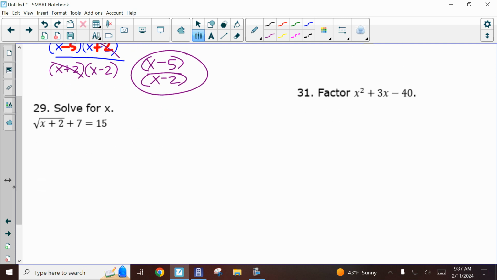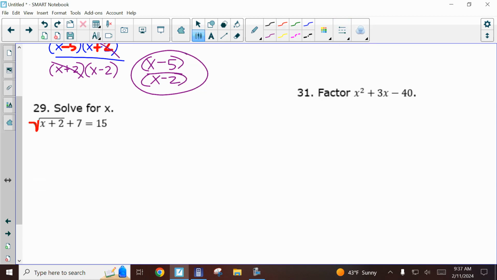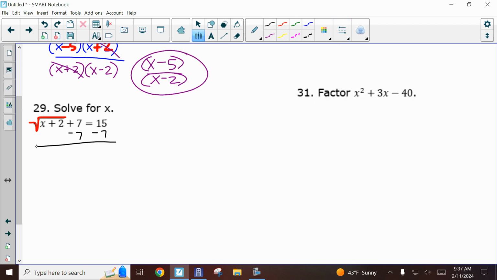Let's see, 29. 29 is solved. Now this guy's got a square root, so we have to get rid of everything that's not inside the square root first. So I need to subtract 7 from both sides. So that's 8, and then the square root of x plus 2. Now I need to get the stuff out of the square root, so I need to use exponent. So this is going to be x plus 2 equals 64, and then I subtract 2. So x is 62.